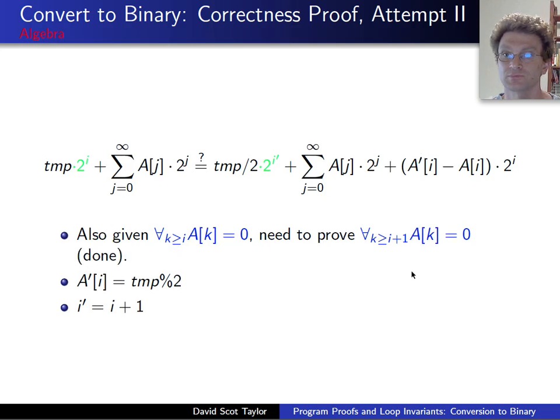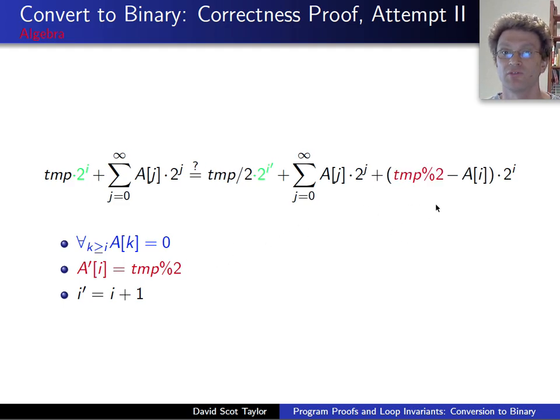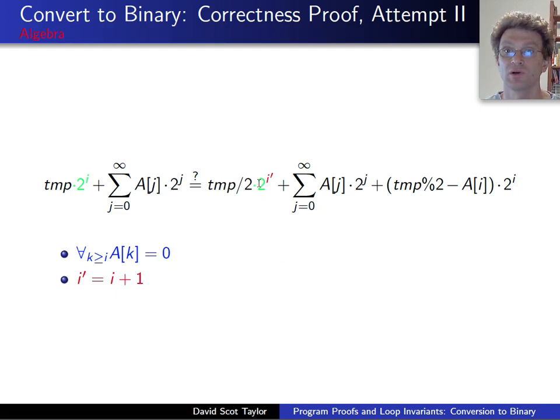And now, I'm given that all of the A's from index I and up are 0. Prove that all of the A's from index I plus 1 and up are 0. Well, that's easy enough, and we're done. Great. So now I can just use that. I'm also going to plug this A prime term back into my main invariant equation. I'm going to plug in that A prime equation, get rid of that. Not going to need that anymore.